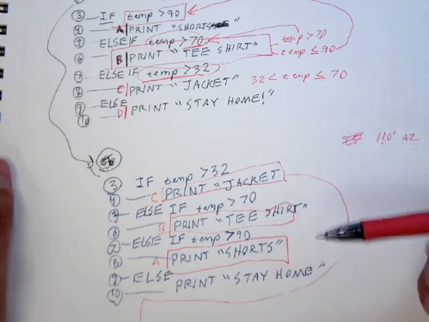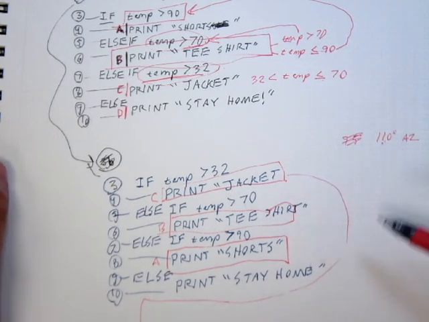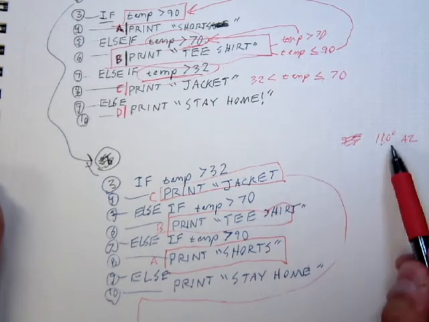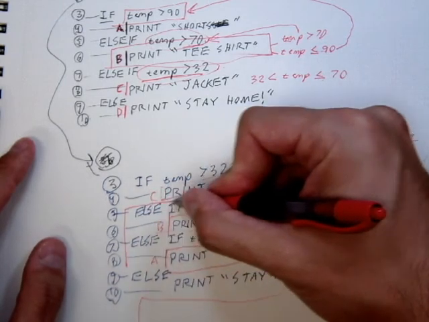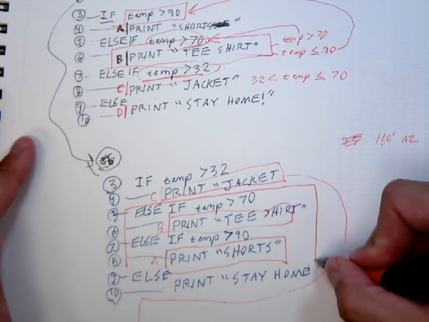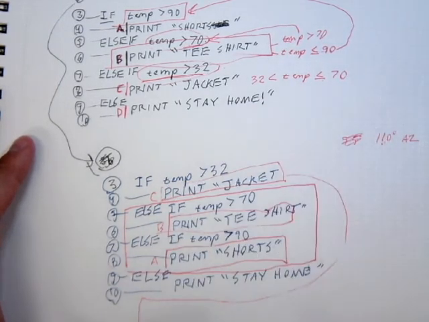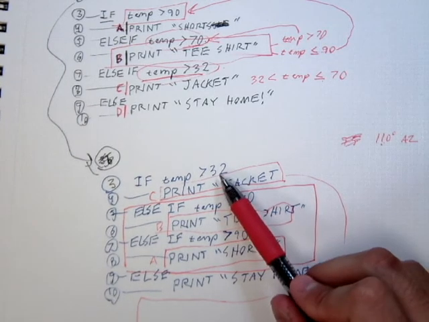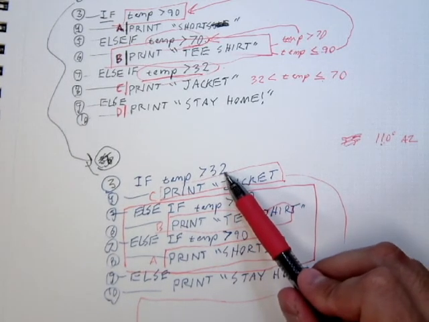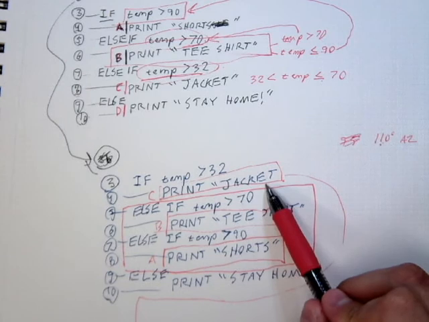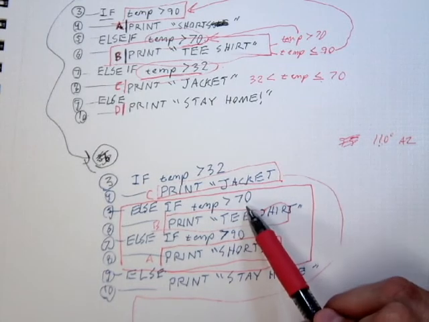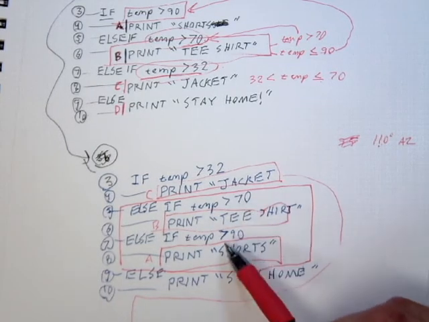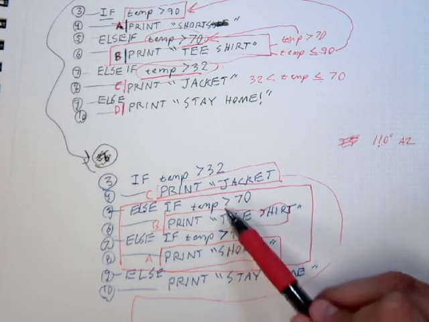Now this can be fixed in a couple of ways, but let me point out to you, you will never ever hit any of this code. Because if the temperature is greater than 32, you're going to say wear a jacket. If the temperature is less than or equal to 32, then it clearly can't be greater than 70, and it clearly can't be greater than 90, so you'll never hit either one of those.